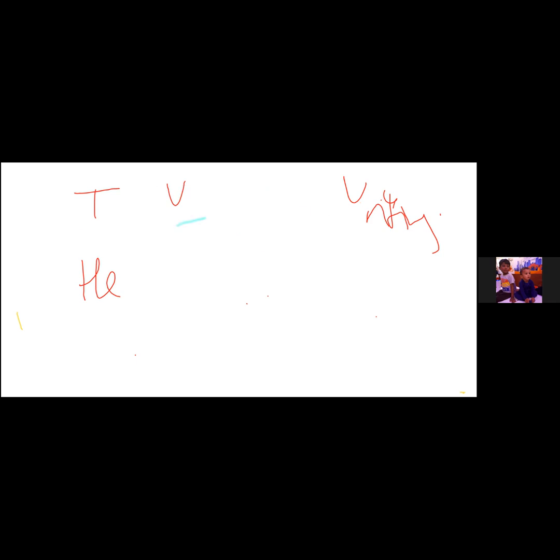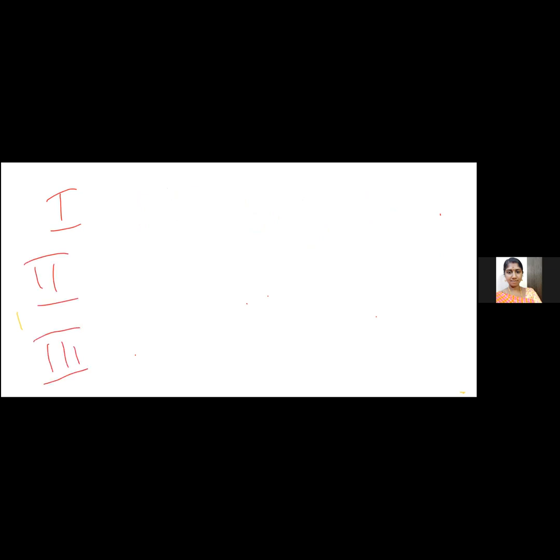So we are covered with simple present tense. Now we are moving to the past continuous tense. The same way, first person, second person, third person, singular and plural. Can you give any example for a verb? Read. So I had been reading.